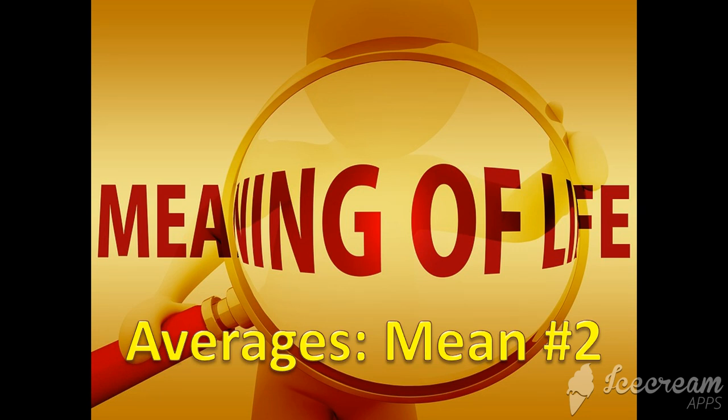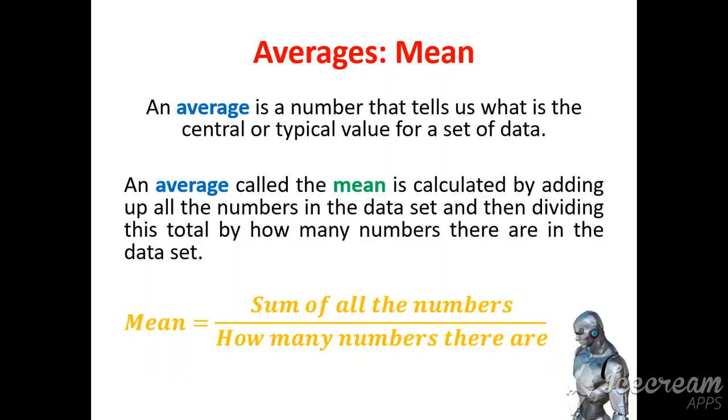We're going to spend a second video chatting about the mean. Remember, an average is a number that tells us what the central or typical value is for a data set. An average called the mean is calculated by adding up all the numbers in the data set and then dividing this total by how many numbers there are in the data set.